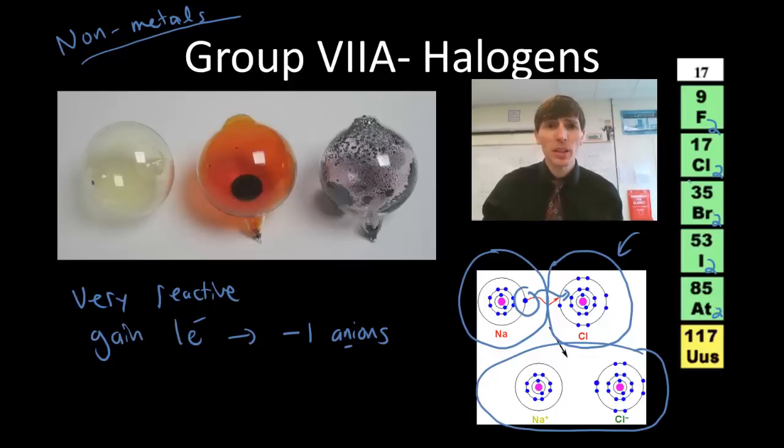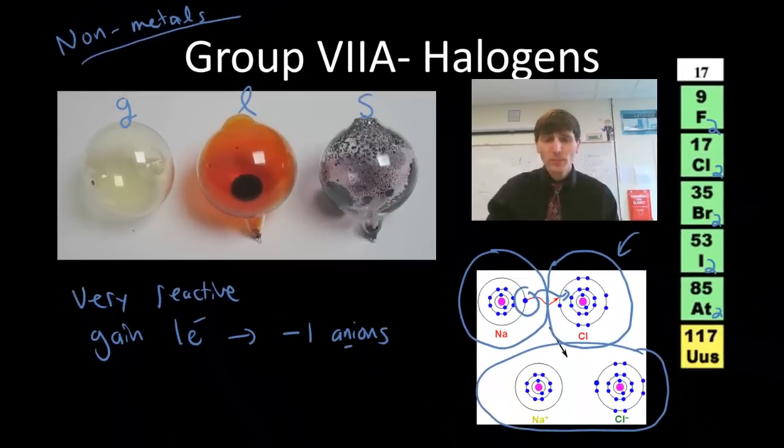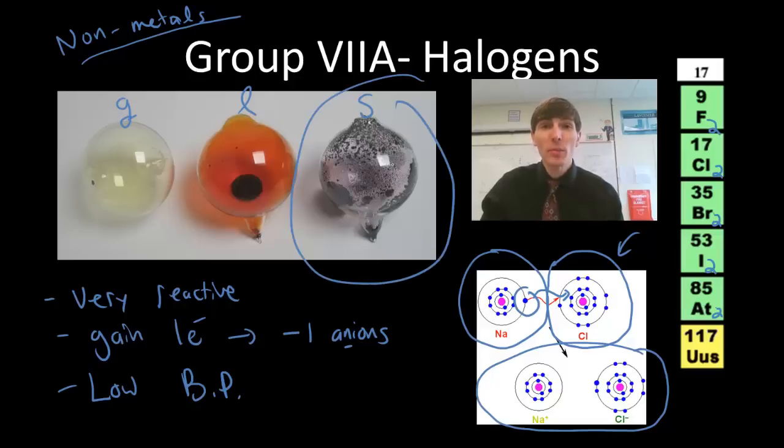Another interesting thing about the halogens is that at room temperature, they're the only family that has members in each phase of matter. So, for example, chlorine and fluorine are gases. Bromine is a red liquid at room temperature. And then iodine is actually a solid at room temperature. Another thing these halogens have is that they have very low boiling points. Iodine will actually sublime. It will go straight from a solid to a gas if heated very little. So these have extremely low boiling points as a whole.